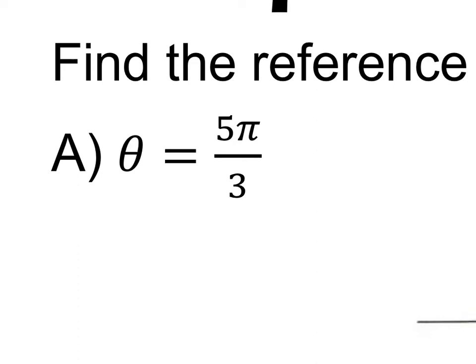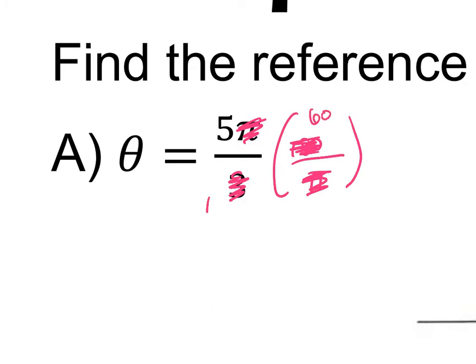How could I put this into terms that would make it easier to think of where this is? I can change it to degrees. Let's do that. So the pi's cancel out. How many times is 3 going to 180? 3 goes into 3 once. 3 goes into 180 how many times? 60. So I have 5 times 60 is 300.